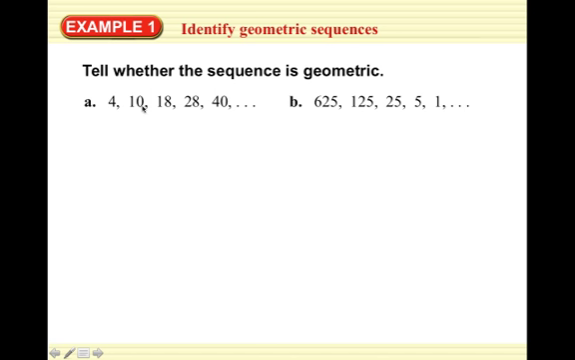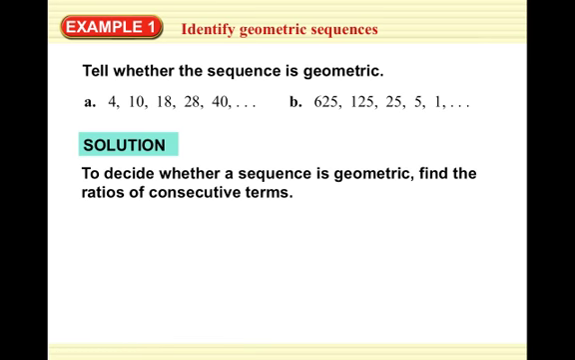So here we've got 1, 4, 10, 18, 28, 40. I can't tell really quickly looking at it what I would multiply 4 by to give me 10. So I'm going to look at the ratio of A2 divided by A1. That gives me 10 divided by 4, which is 5 halves. Then I'm going to see if we get the same thing when we do A3 divided by A2. There we get 18 divided by 10, which reduces to 9/5. Those are two different numbers.